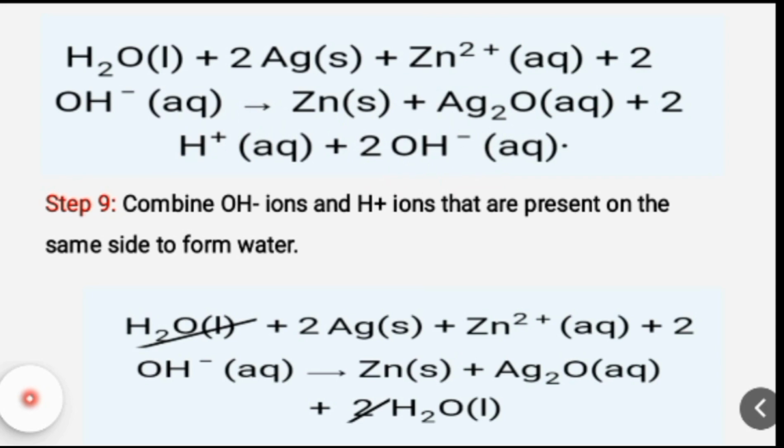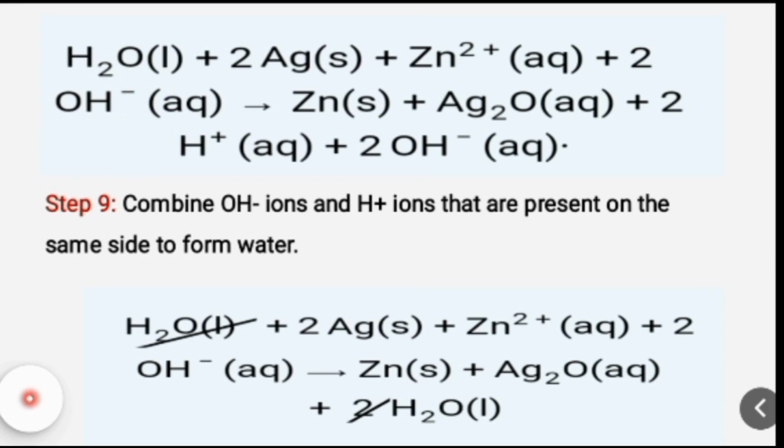Now step 9 says combine OH minus and H plus ions together to form water. Remember, neutralization is the formation of water when acid and base, when OH minus and H plus, react. The same goes for here. These two, H plus and OH minus, are going to react to form water. And we don't have any H plus to react with this OH minus. Therefore, it's going to be left.